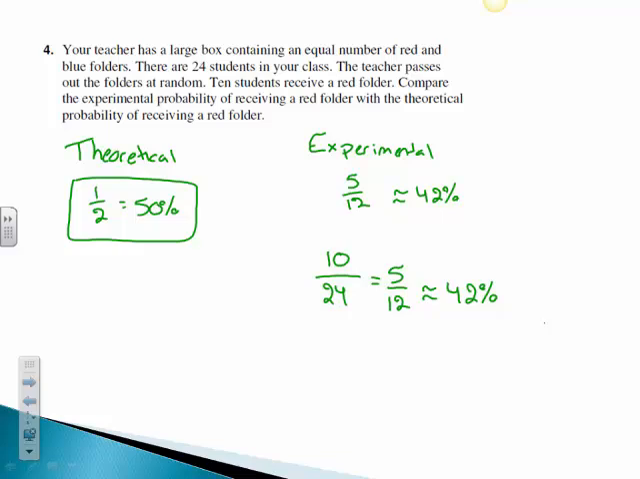Okay, so when we compare the experimental probability of receiving a red folder with the theoretical probability of receiving a red folder, you can see they are somewhat similar. But we could say the experimental probability of receiving a red folder is slightly less than the theoretical probability of receiving a red folder. So that's one way we could compare them to write a sentence.